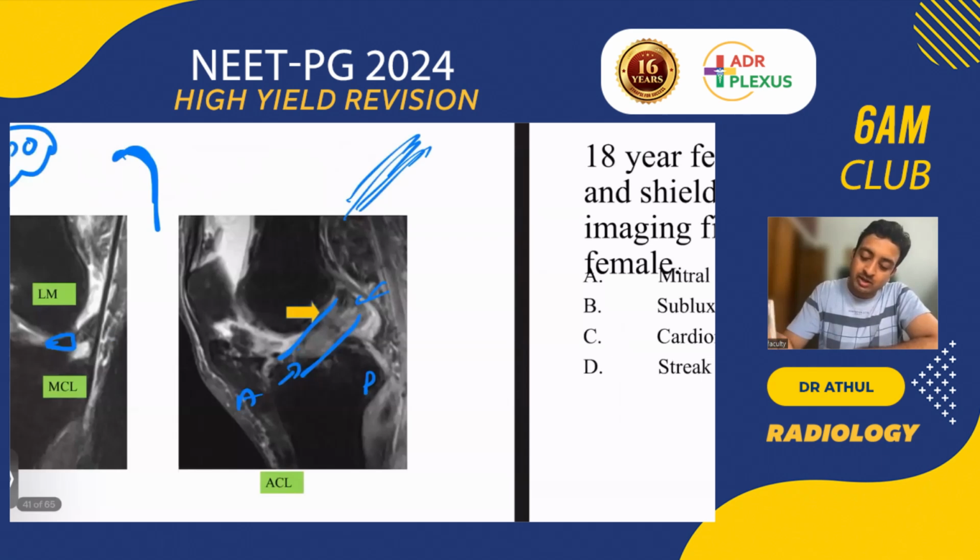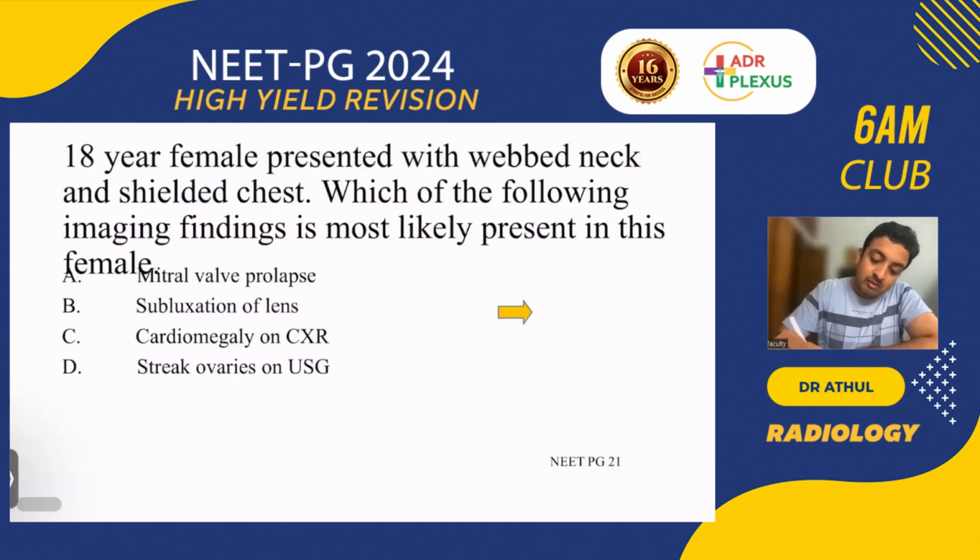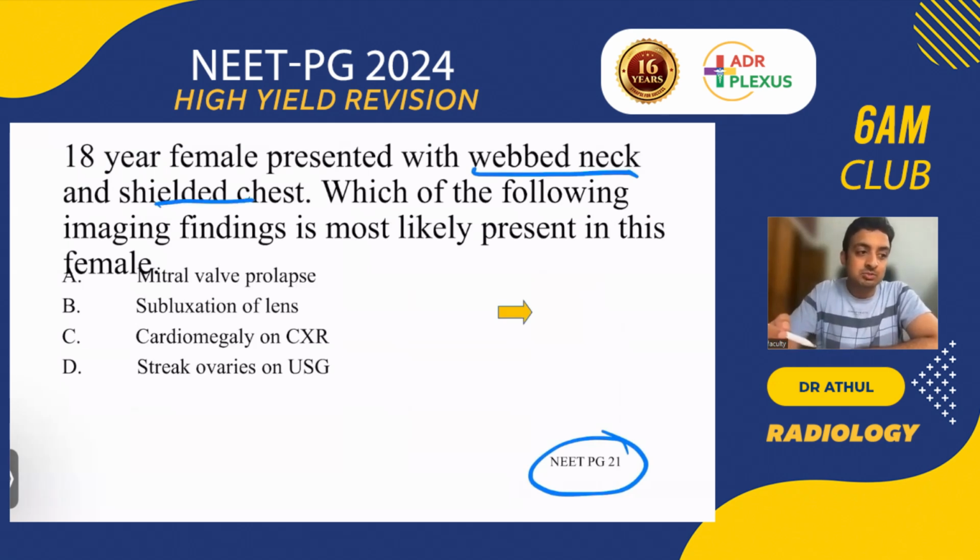18-year-old female, again, one NEET-PG question. Patient is having webbed neck, shield chest. Which of the following imaging findings is most likely present in this female? Whether it is mitral valve prolapse, subluxation of the lens, cardiomegaly, streak ovaries. Yeah, it is streak ovaries because this is a case of Werner syndrome. Sorry, it is a case of Klinefelter syndrome, right? No, Turner syndrome. Yeah, Turner syndrome.